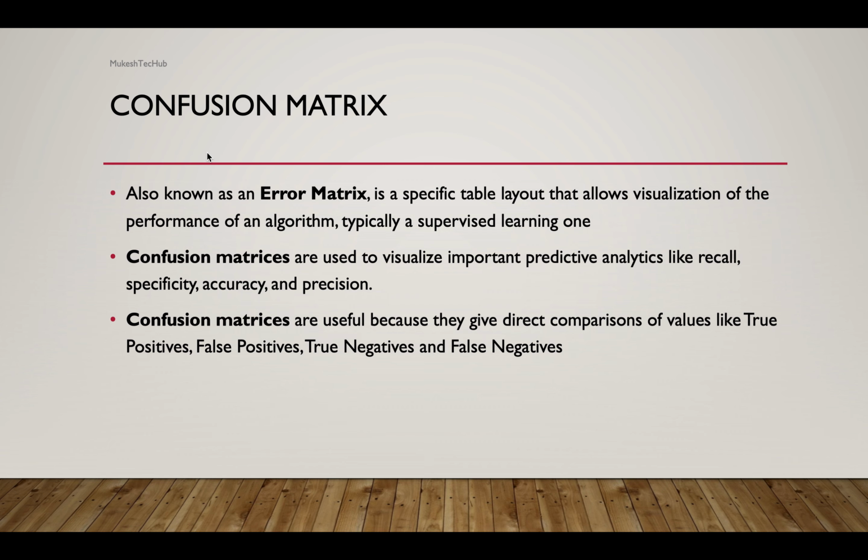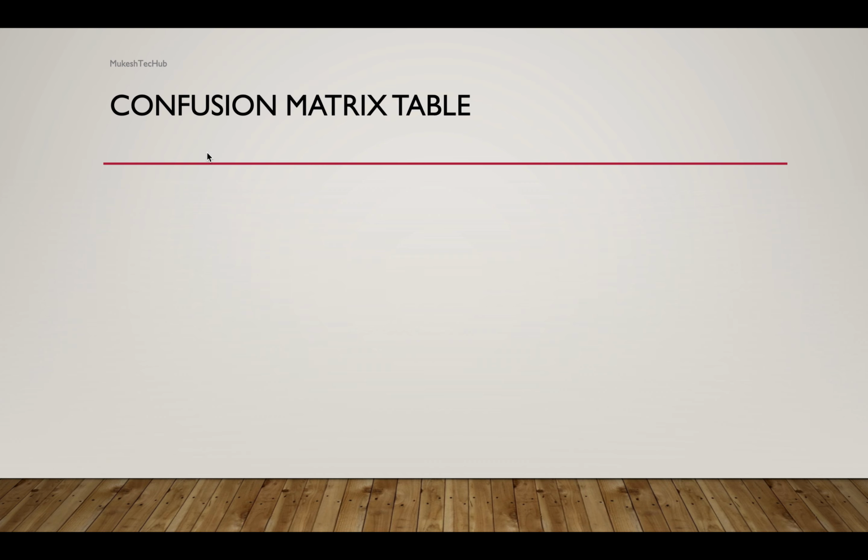Confusion matrices are used to visualize important predictive analytics like recall, specificity, accuracy, and precision. They are useful because they give direct comparisons of values like true positive, false positive, true negative, and false negative. So let's deep dive into what these parameters are: true positive, false positive, true negative, and false negative. What does each mean and how can we calculate them?